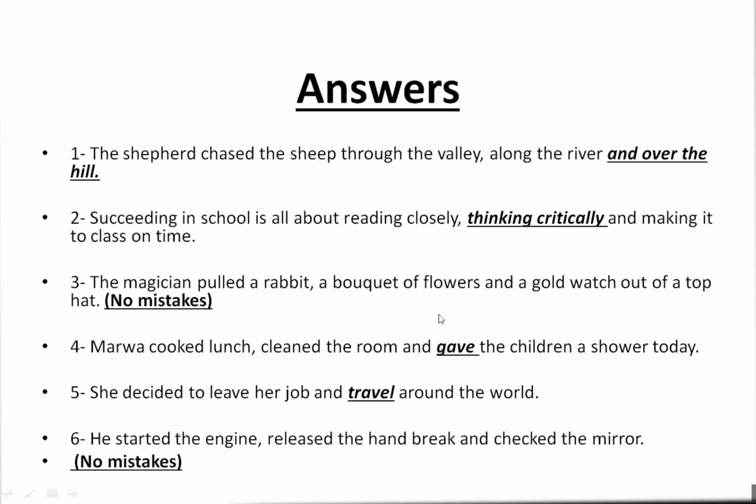The magician pulled the rabbit, a bouquet of flowers, and a gold watch out of a top hat. No mistakes. All of them are the same. They have the same grammatical structure. Marwa cooked lunch, cleaned the room, and gave the children a shower today. So we need to change this part. Instead of saying, and she gave, we remove the subject and make it a verb. Now it's correct. Cooked, cleaned, gave. She decided to leave her job and travel. Leave and travel. Finally, he started the engine, released the handbrake, and checked the mirror. Started, released, checked.